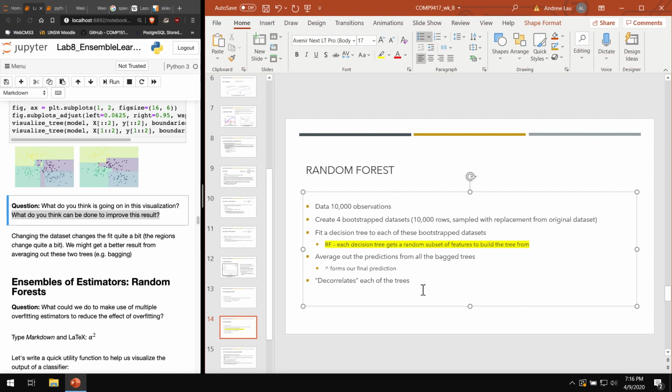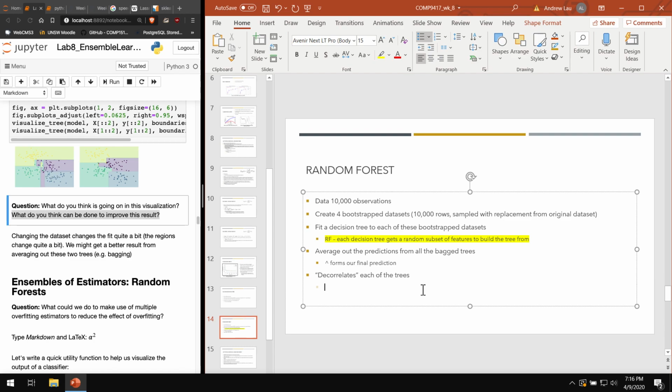So your random forest adds this extra step, the random subset of features to build the trees from. Now what this does is it decorrelates each of the trees. Now remember, the variance reduction effect of the bagging method improves if the estimators, or in this case the trees, are less correlated. Okay, so this is the key point.